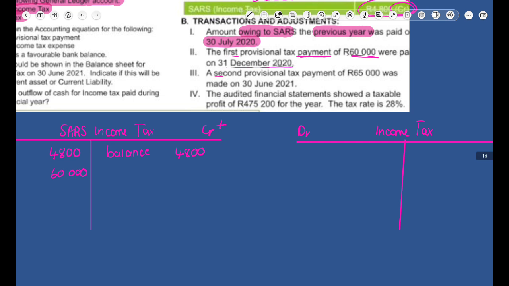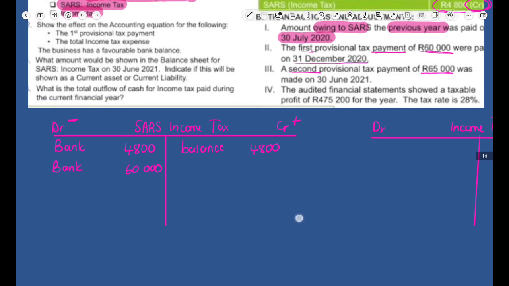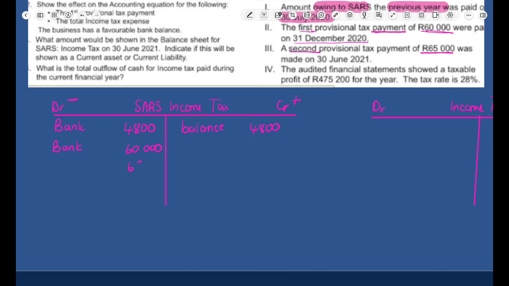Then the second provisional tax payment of 65,000 was made on the 30th of June 2021. Our second provisional payment is also going to come on this side as 65,000, and the contra account is bank because it was a payment. Those are our 2 provisional payments.